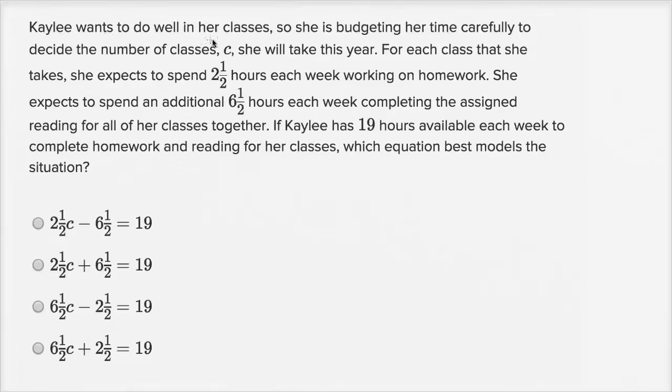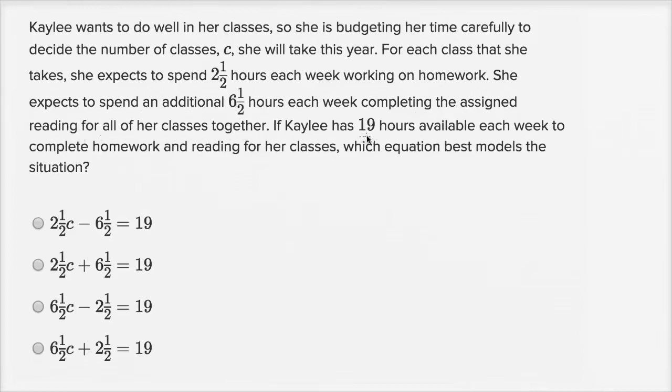Kaylee wants to do well in her classes, so she is budgeting her time carefully to decide the number of classes C she will take this year. For each class that she takes, she expects to spend 2.5 hours each week working on homework. She expects to spend an additional 6.5 hours each week completing the assigned reading for all of her classes together.